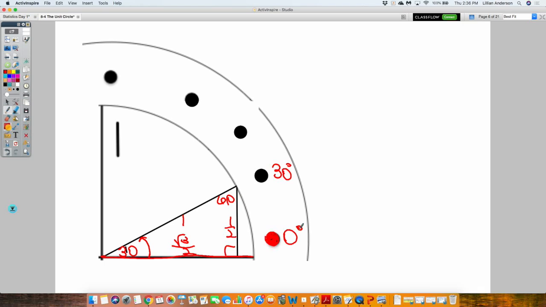If you look at those dots, if you're making the correlation, you're thinking, oh my goodness, are all these dots related to degree measures? Yes. And because you learn how to convert from a degree to a radian, they also correspond to a radian value as well.